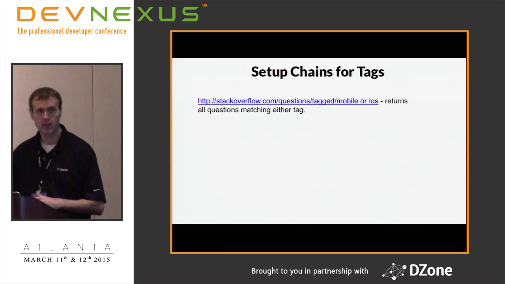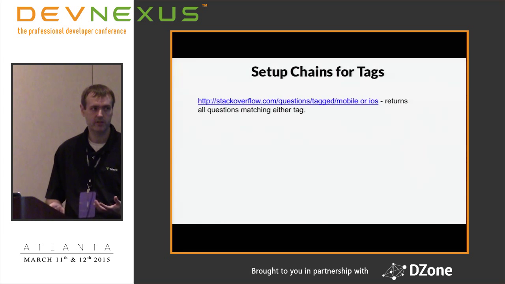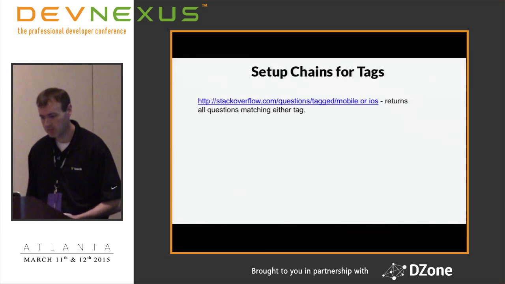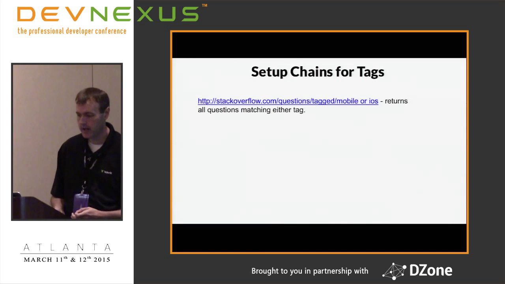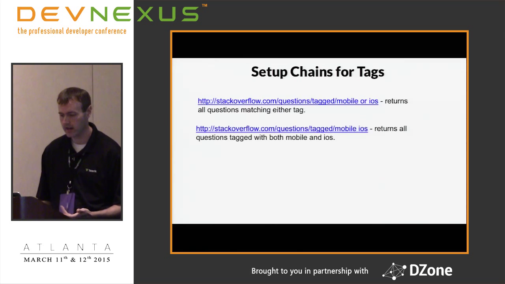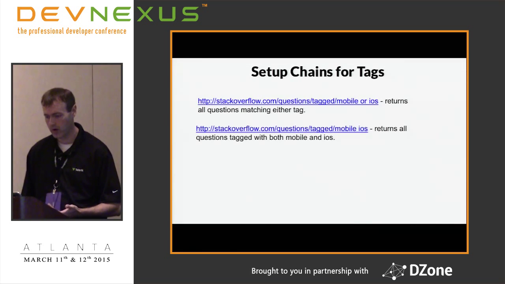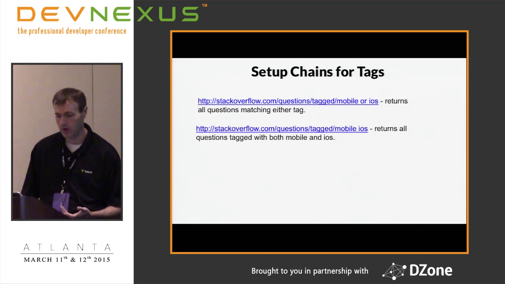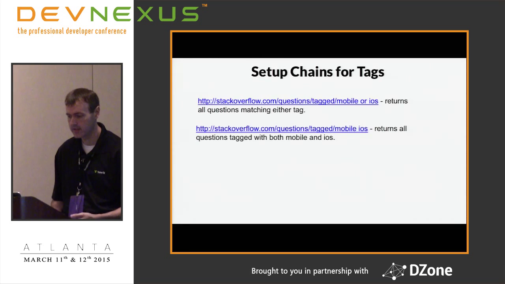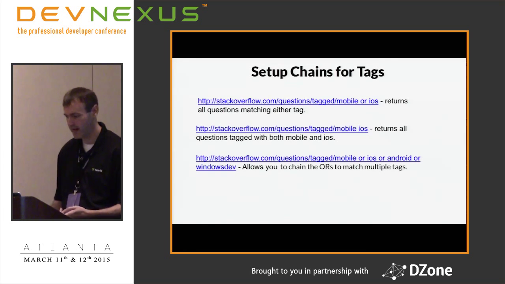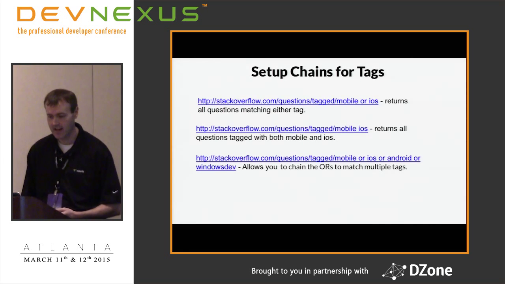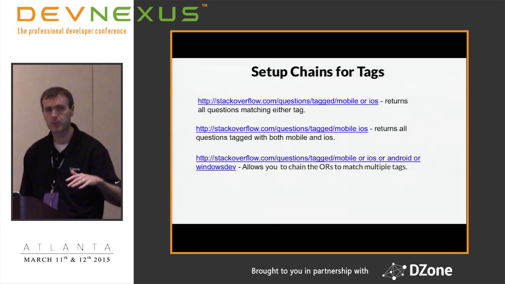So, setting up tags. I am one of these guys, I love to just use the web browser. A lot of the time I tweet just from web browsers and things like that. And so for setting up tags, maybe you know this or maybe you don't, but if you just use questions tagged, and in this example I'm using mobile or iOS, you can return all the questions that match that tag. Obviously, if you leave out the or, then it's going to return all the questions with both mobile and iOS, whereas the previous one returned the questions with either tag. But you can get a little crazy with this if you would like. You can go mobile or iOS or Android and a couple of other things, and you can chain these multiple tags together and it will display those in a nice list.